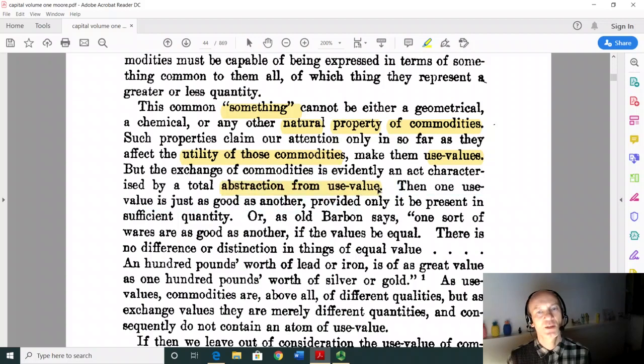So in the same way that we are abstracting from the concrete form of a triangle when we calculate the area of the triangle, in the same sense we abstract from the specific characteristics of a commodity when we calculate or even talk about its exchange value. Then one use value is just as good as another, provided only it be present in sufficient quantity.